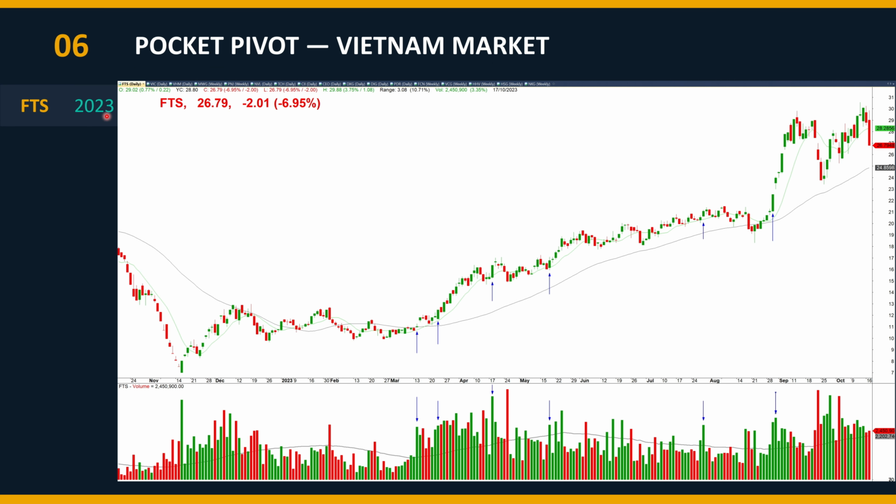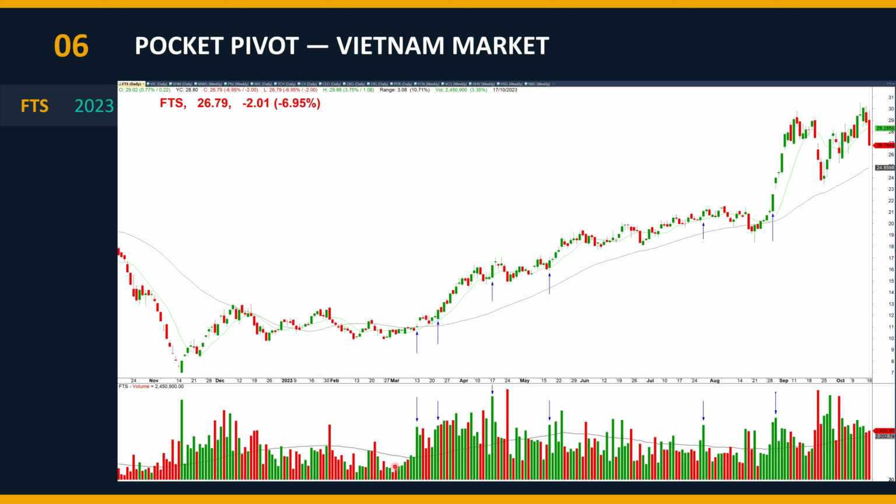FPT 2023, after bottoming in November 2022, FPT has recovered and then traded sideways in a consolidation phase. In March 2023, FPT has formed a constructive base with tight closes. Volume clearly dried up on prior pullbacks.